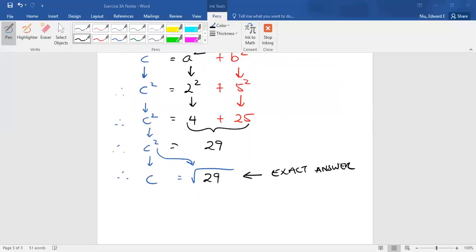Right, let's jump to exercise 3A and take a look at questions 4, 5, 6, and 7. All right, in the old textbook, that's questions 1, 2, 3, and 4 in the new textbook.